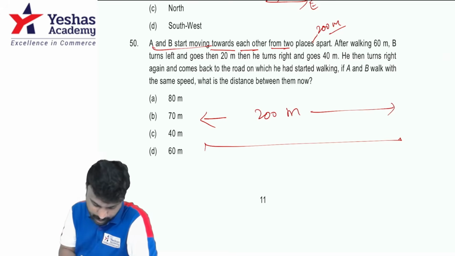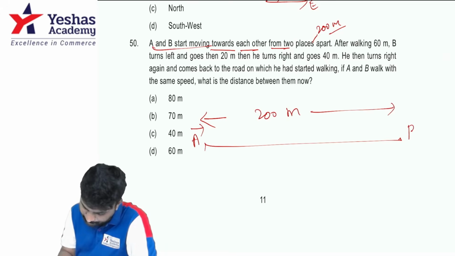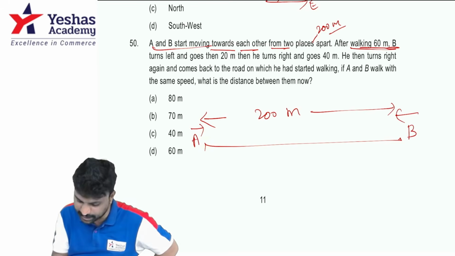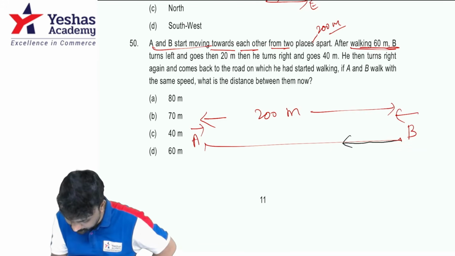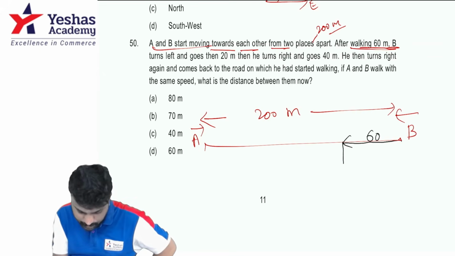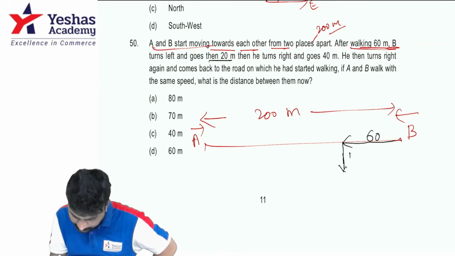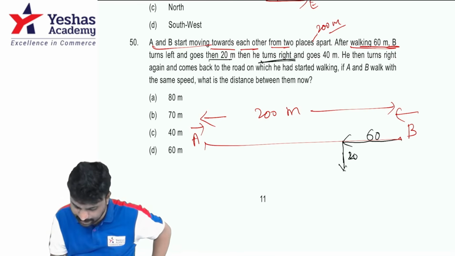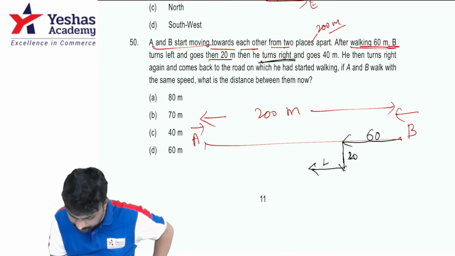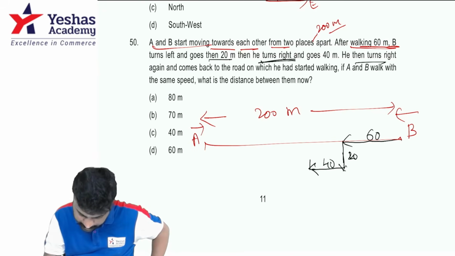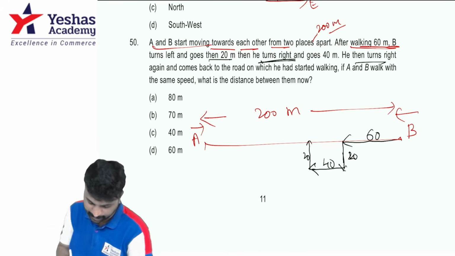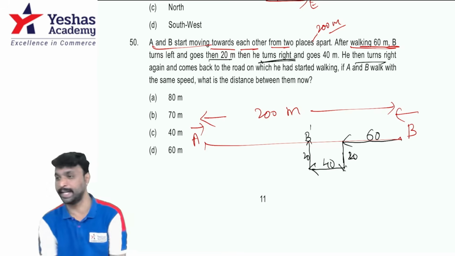All right. Now A is here and B is here. They start moving towards each other. Now they have said after walking 60 meters, B turns left. So B is going this way. After walking 60, he turns left. Left is downwards. So how much does he go? 20 meters, right? And then he turns to the right. Right means right. How many meters? 40 meters. Then he turns right. Right is upwards and comes back to the road. That means he goes 20 meters to reach back to the road. Now here is where B is finally. So I'll mark it as B dash.